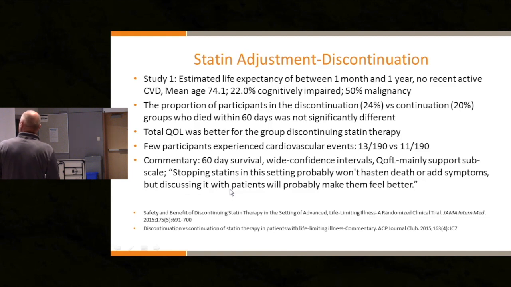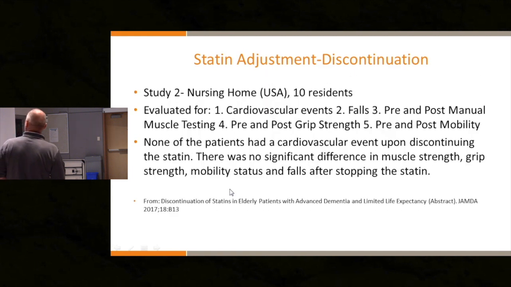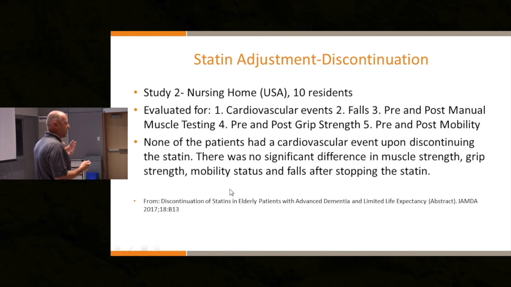And then there's a smaller study in a nursing home, but it was only 10 residents, but they evaluated things important to us: falls, muscle testing, whatever. None of them had a cardiovascular event, although it didn't make a difference in some of these other things. But the way that study is done, we can't make a lot of inferences. The important thing is that they tried it, and they monitored it, and they didn't have cardiovascular events with those patients. So I found that as well.